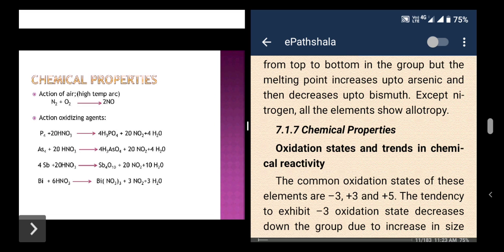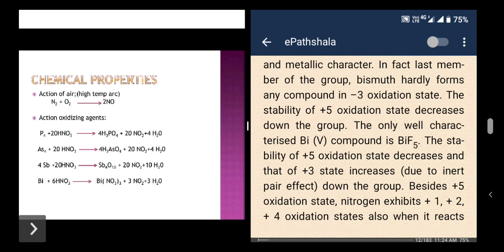Chemical properties of the 15th group elements. Nitrogen reacts with oxygen to form NO, that is nitric oxide. Action of an oxidizing agent: phosphorus, when reacted with concentrated HNO3, gives H3PO4 plus NO2, that is nitrogen dioxide, plus water. Those things we have seen in detail.